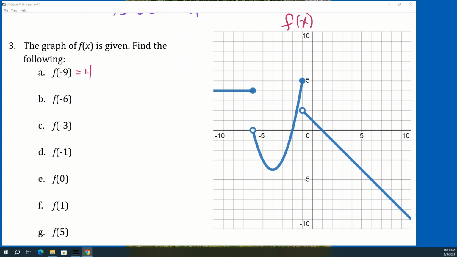Sometimes it's a little trickier than that, like the next one, f of -6. There are 2 points at -6, but is it possible for you to have 2 values here and it be a function? No, you can only get 1. If it's a function, f of -6 only has 1 answer. Which one do you think it is? 0 or 4? It's going to be 4. It's going to be the closed circle.